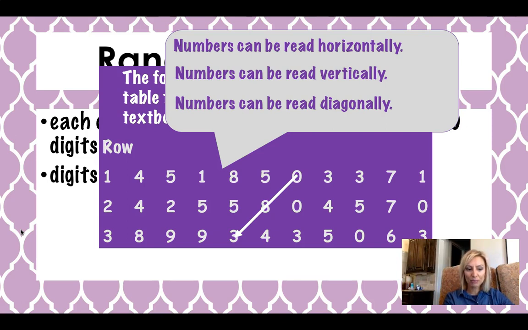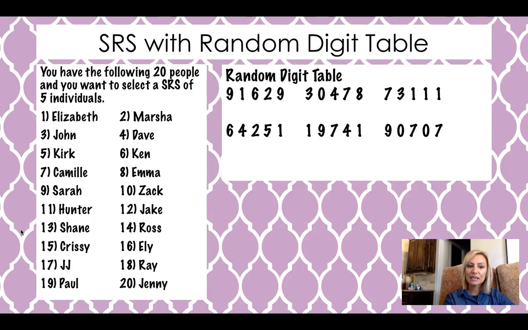So let's go through an example and let's use a random digit table to pick a simple random sample from a population. In this example, I'm going to assume that we have 20 people in our class or our population, and we want to select a sample of 5 individuals. Well, if you notice, the individuals are numbered from 1 to 20. If I'm only selecting digits 1 at a time, I will only ever be able to pick students 1 through 9. So I need to pick my digits 2 at a time, and so Elizabeth wouldn't be numbered digit 1 when I select her. She would be 0, 1 as we read our random digits in the random digit table.